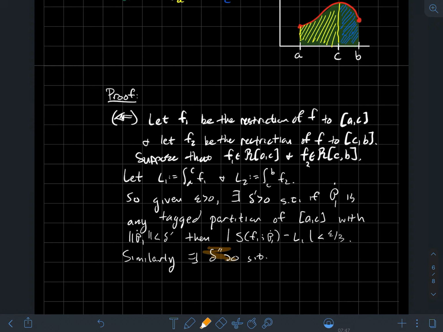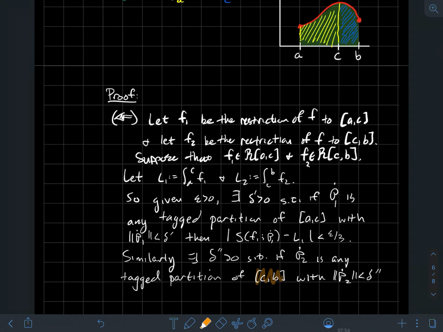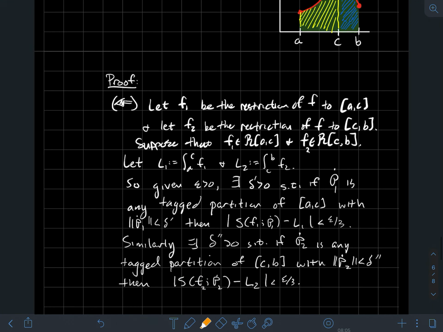So there should exist some other number, we'll call it delta double prime, that's positive, such that if you took any tag partition, say P2, where P2 is a tag partition of [C, B] that has sufficiently small norm, then I should be guaranteed that the Riemann sum of F2 is within epsilon over 3 of L2. So those are my two assumptions.